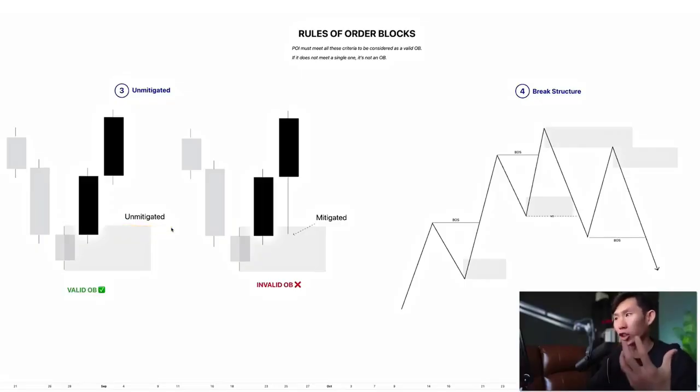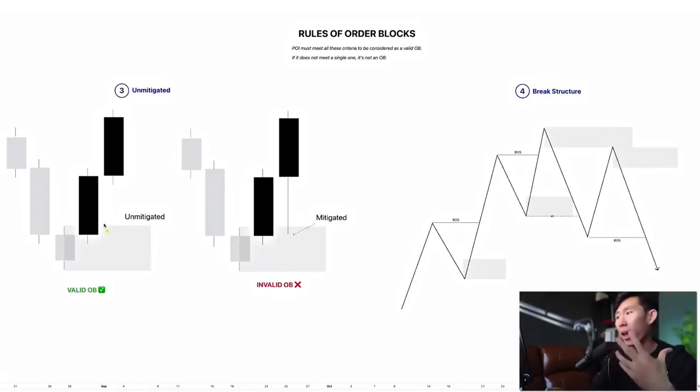The third criteria is that an order block must be unmitigated. It must be fresh. That means price cannot actually tap into it. If it tap into it, then it has already been mitigated. And what this means is that the orders yet to be filled within this order block itself, it has already been filled by the smart money.